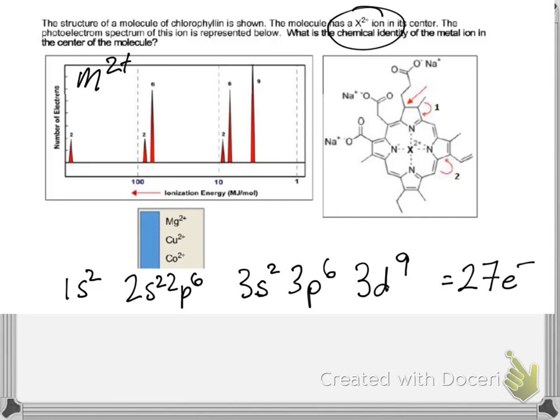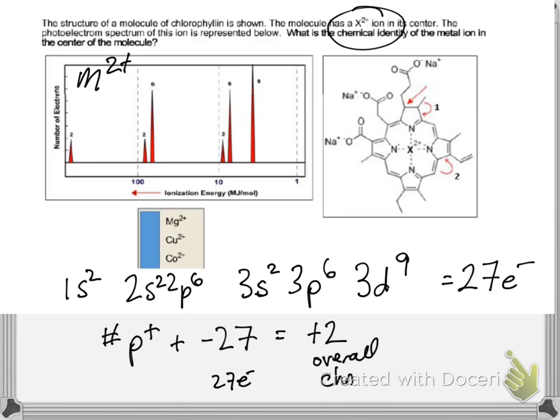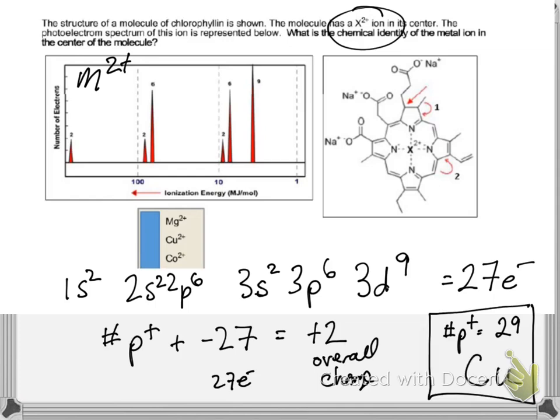To determine the identity of the species, we have to know how many protons there are. So we say the number of protons minus 27, because there's 27 electrons, has to be the total charge, which is +2. Solving for the number of protons, we see that the number of protons must be 29. That gives us the identity, copper. So copper 2+ is going to be the answer. This is the spectrum we would expect to see.